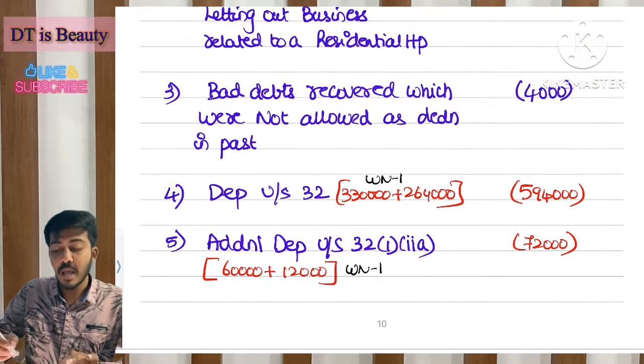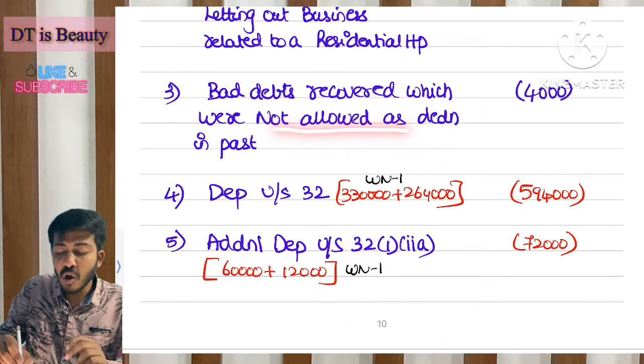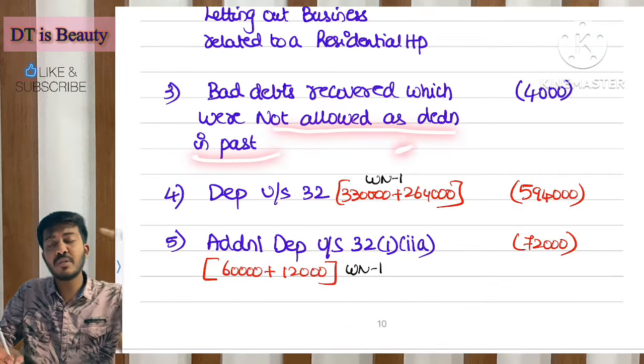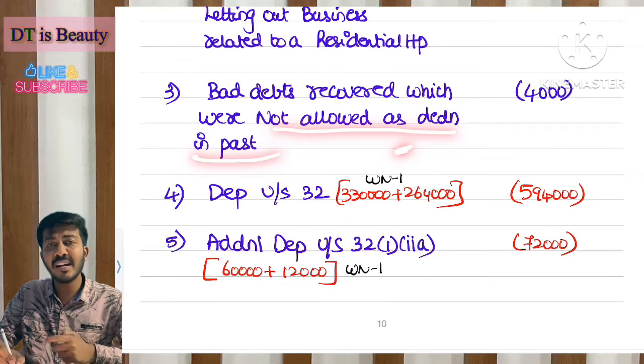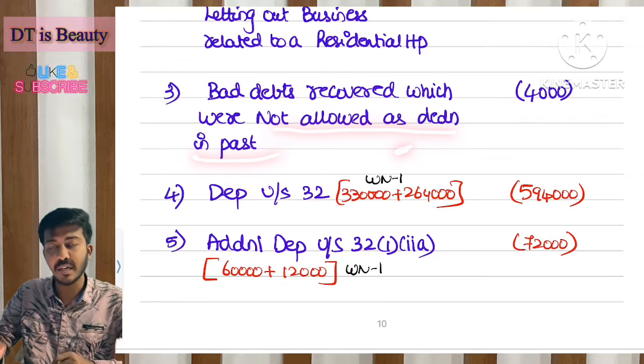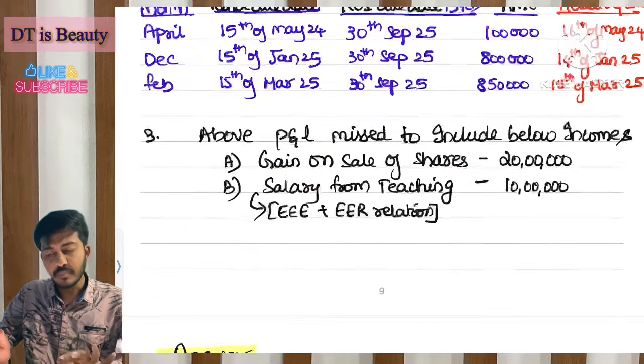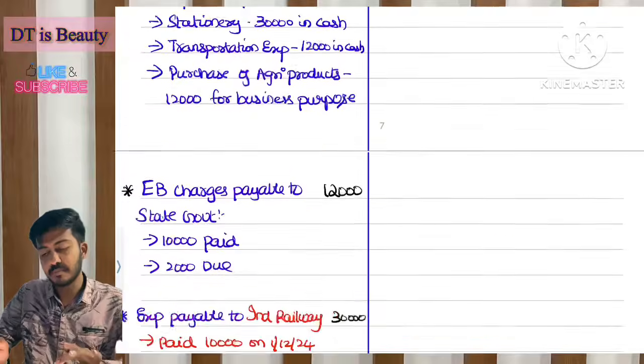We will minus this. Next, bad debts recovered which were not allowed as deduction in the past, which means you already suffered in the past. Again, why did they include it in the credit side? We will minus it. That's all. We will come to depreciation later.